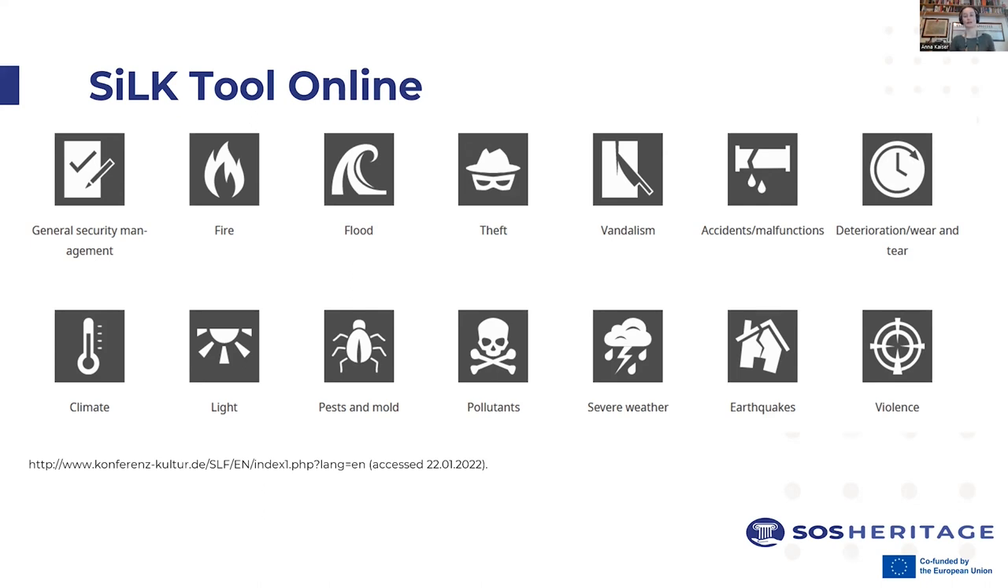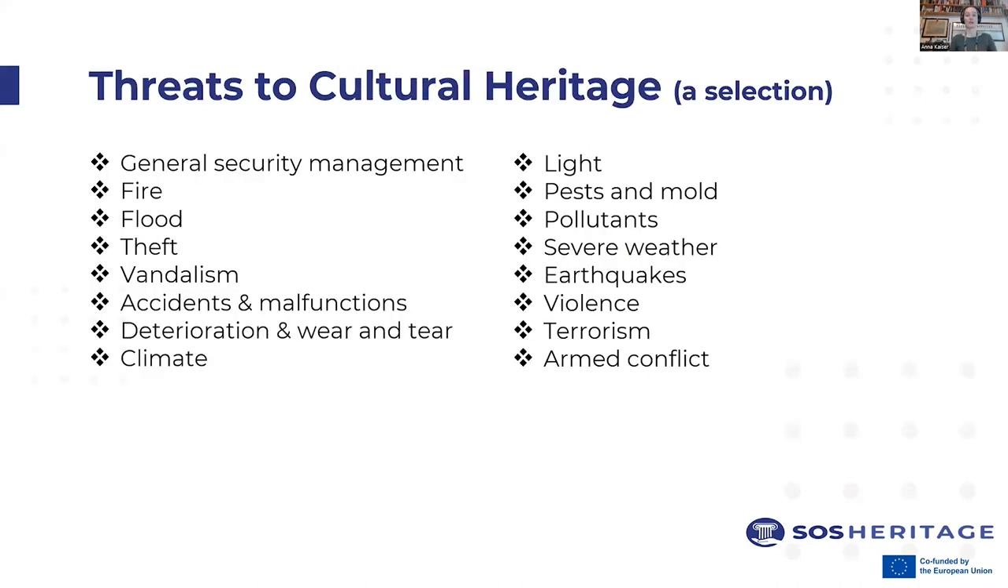They also have, what is nice for us in this introductory lesson, a comprehensive overview of threats to cultural heritage. They can range from general security management to fire, flood, theft, vandalism, accidents and malfunctions, deterioration, wear and tear, to climate, light, pests and mold, pollutants, severe weather conditions, earthquakes, violence, terrorism and armed conflict.